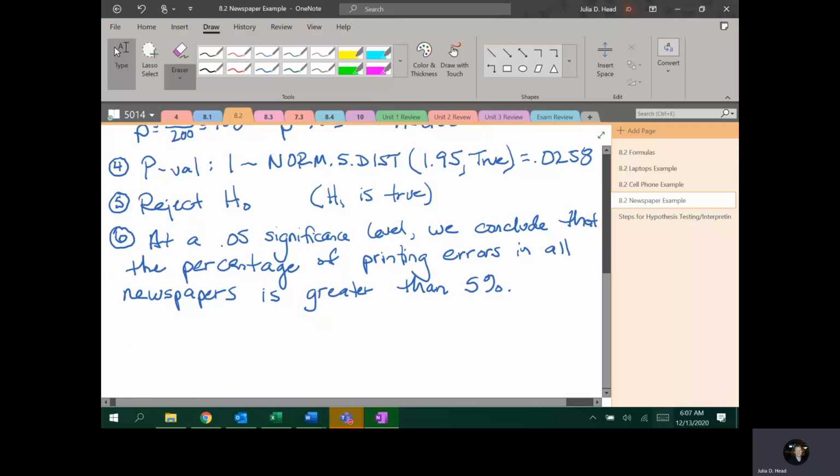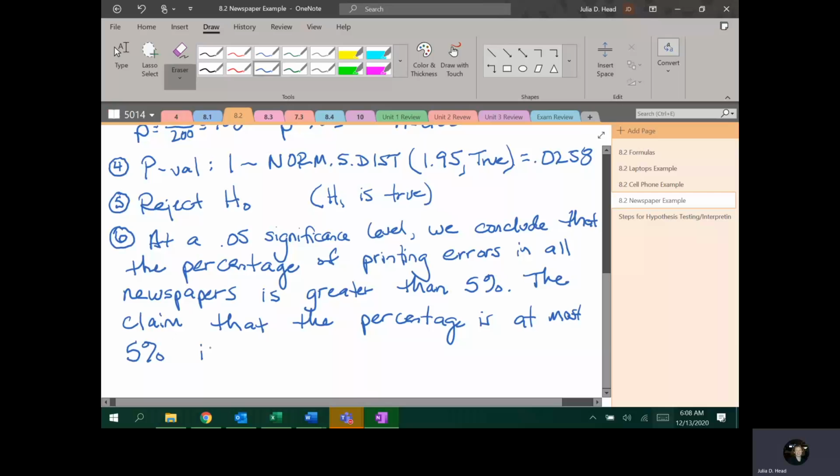Now, the only thing you need to do to explain that more is to state what is the claim. So the claim that the percentage is at most 5% is false.